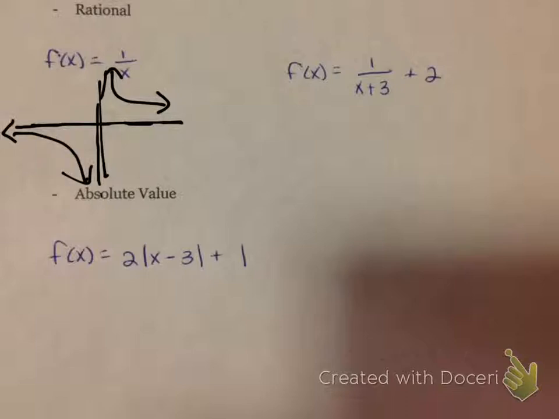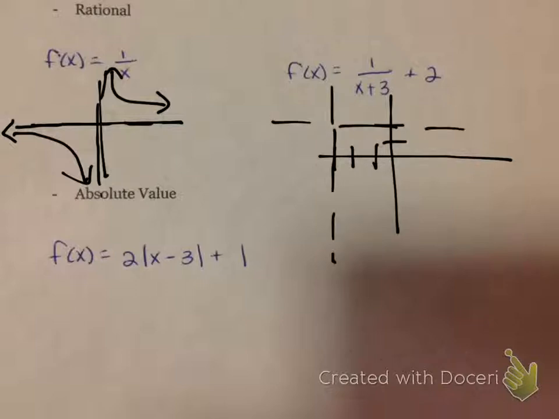If it looked a little more complicated, now x equals negative 3 would be my vertical asymptote, x plus 3, and plus 2 would be my horizontal. And again, the branches would still be top right and bottom left because it's positive. In order to switch, I would need a negative sign.